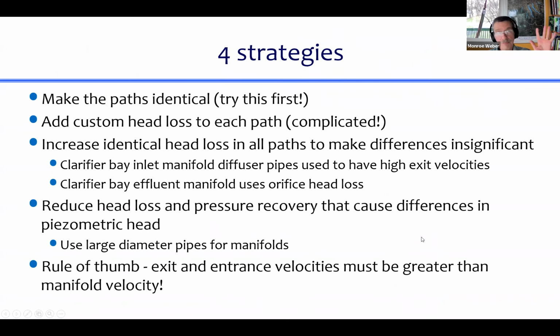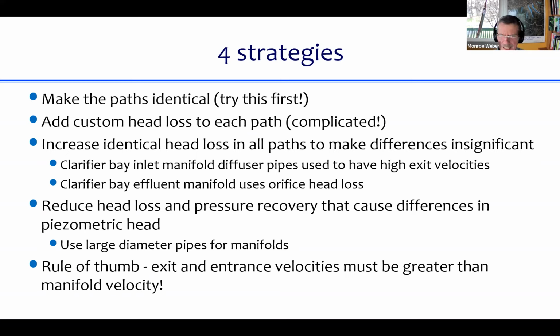So here are 4 strategies that we could try to solve this problem of getting equal flow. We could make all the paths identical. If you have a way to make all the paths identical, that's an interesting option, because that completely solves this problem. If the paths are identical, you have no problem. You could add custom head loss to each path. That's complicated.